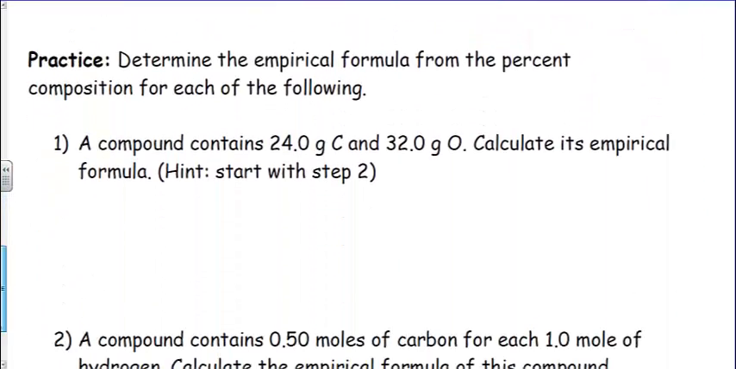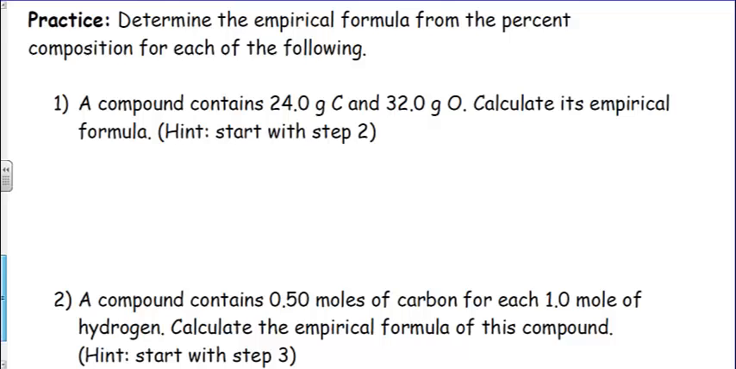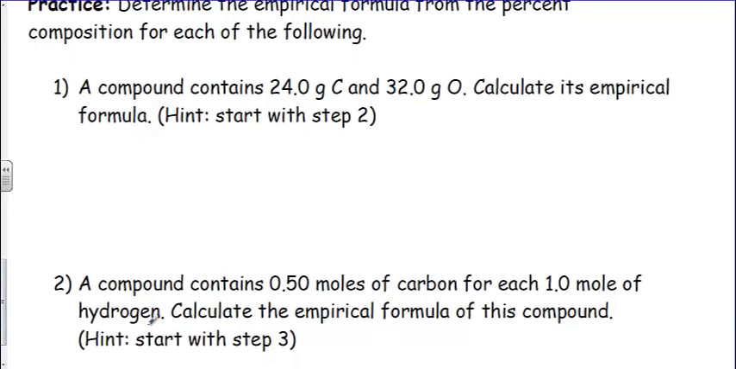All right, so let's do some practice. Determine empirical formula from the percent composition for each of the following. Number 1 says a compound contains 24 grams of carbon and 32.0 grams of oxygen. Calculate its empirical formula. The hint is to start with step 2. Step 1 we can skip because we're not given percentages. We're given grams.